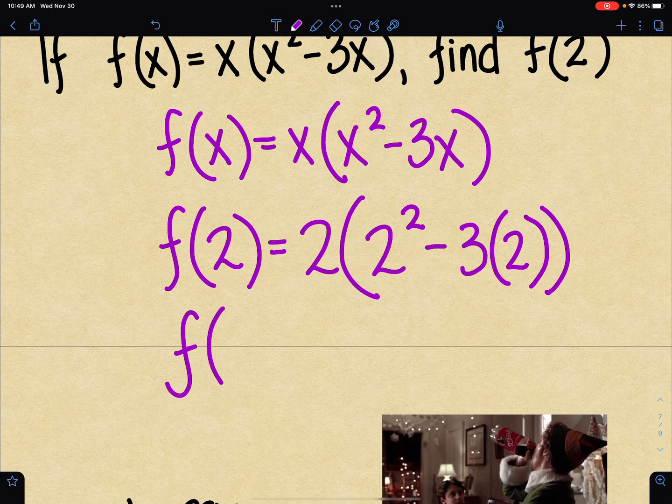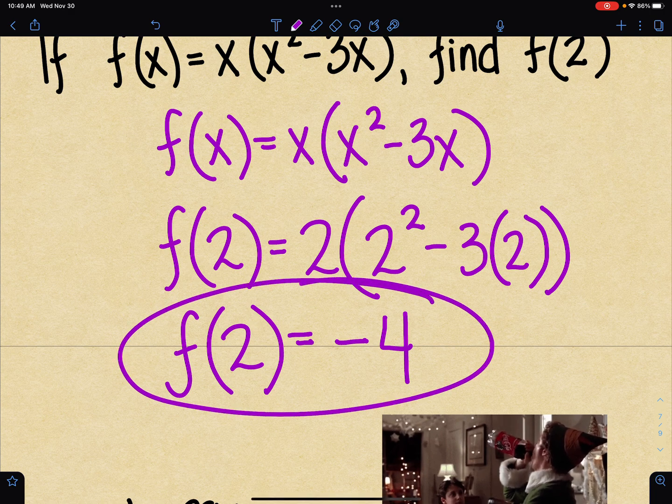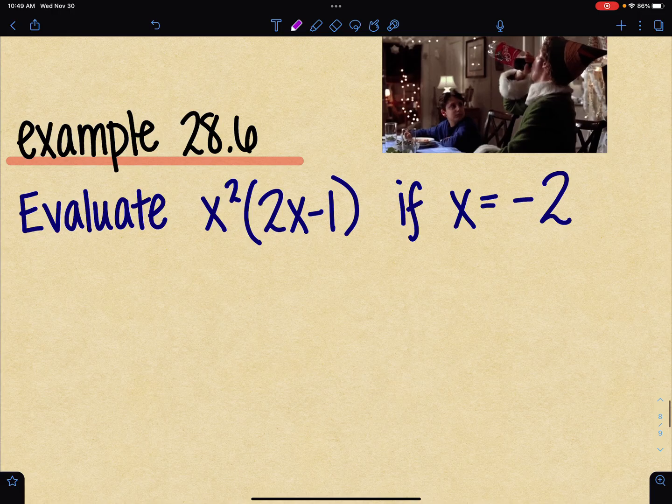And then the answer is going to be f of 2, because we already did the math, is equal to negative 4. Okay, and that's the answer. So instead of just writing negative 4 for your answer, the answer is f of 2 is equal to negative 4. All right, let's do another one. Let's just make sure that this is sinking in.